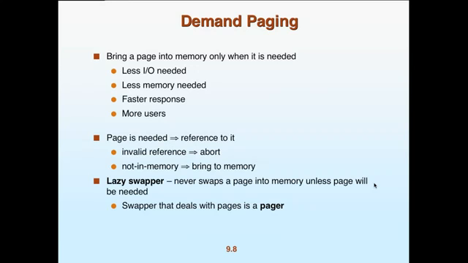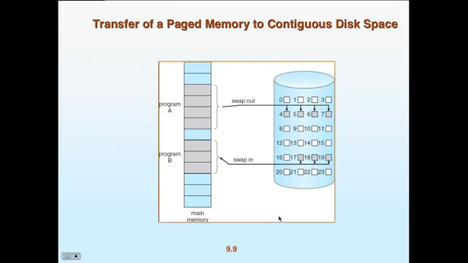Swapping that deals with pages is going to be what's called a pager. So we have pagers and we have swappers. Pagers are page replacement algorithms. And page replacement is what I'm going to get into next. That's where we have selections. That's where we can pick among different algorithms and work with the efficiency of the algorithm in terms of how we're going to facilitate our page replacement.